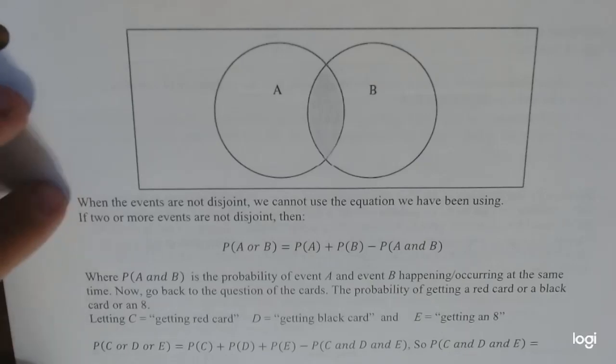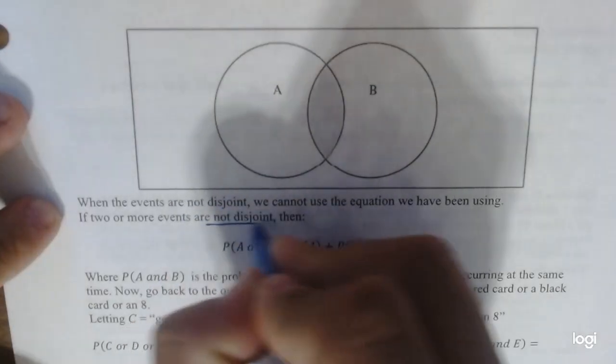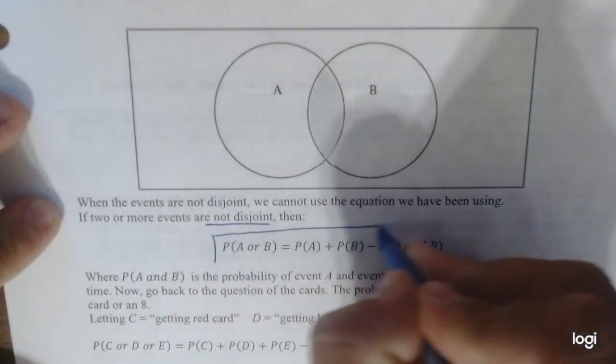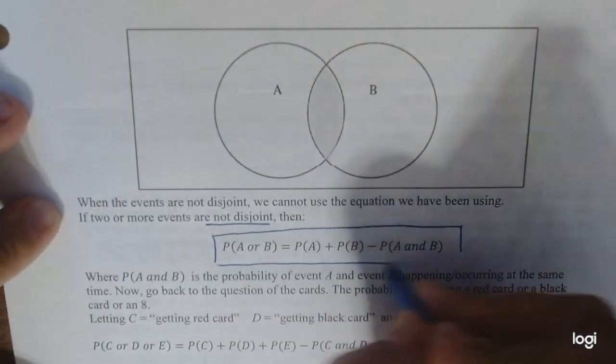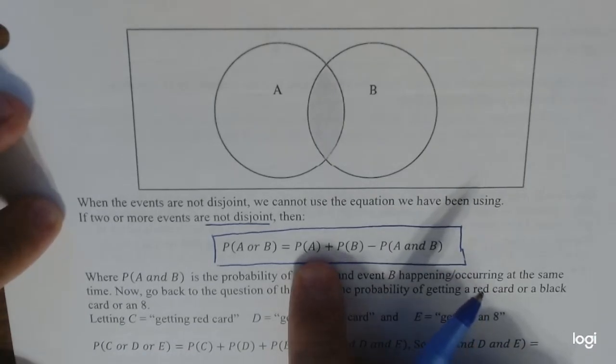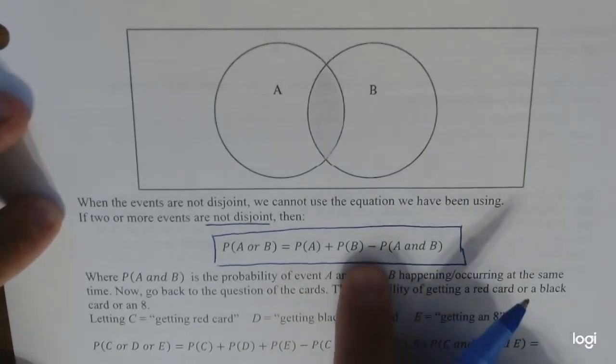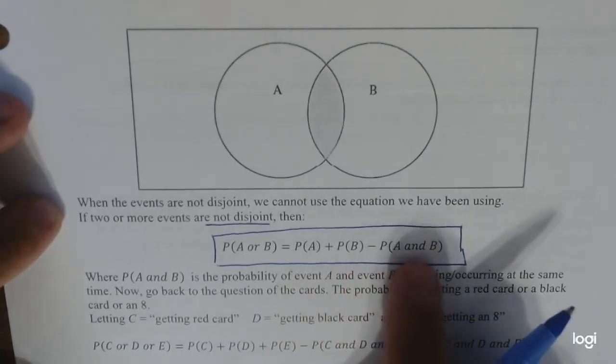So when they have stuff in common or overlap, these are not disjoint events, which means we have to tweak our equation. Whenever they're not disjoint events, this is our equation for non-disjoint events. It is the same process, right? We still add both of them together. However, now we subtract what they have in common. That's the overlap.